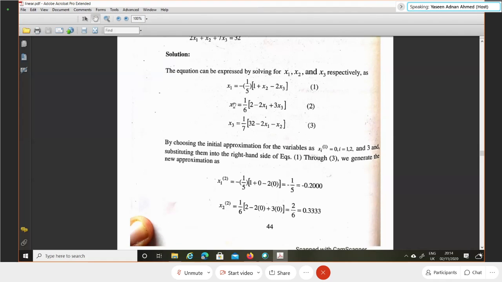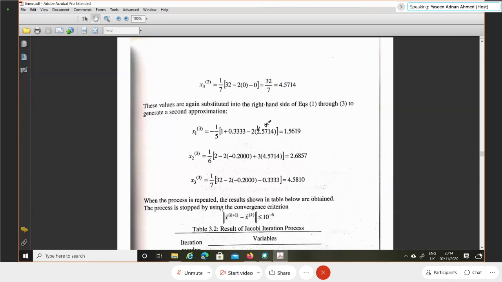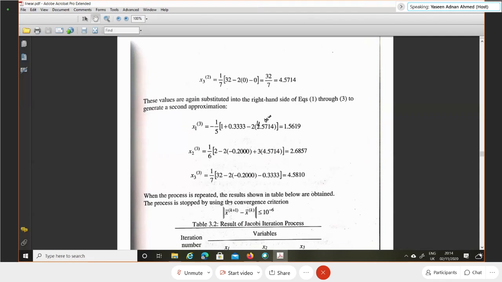So then you will just substitute the values. x1 will be, you put the value of x2 as 0 and x3 as 0, and you will get this value. x2 will be with x1 as 0 and x3 as 0, and x3 will be with x1 as 0 and x2 as 0. Whatever value you get, just write it down. That is the new x1, x2, and x3 for iteration number 2. Iteration number 1 is 0, 0, 0. For iteration 2, you substitute the previous iteration values, x1 0, x2 0, x3 0, and you get the new x1, x2, and x3. So you repeat the same thing.